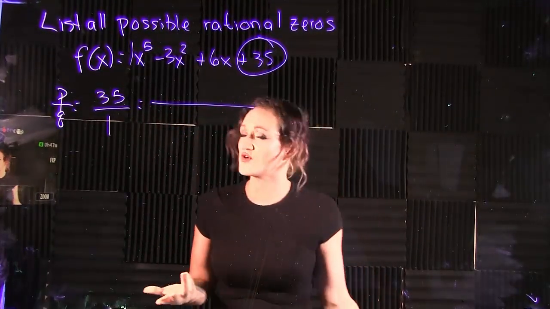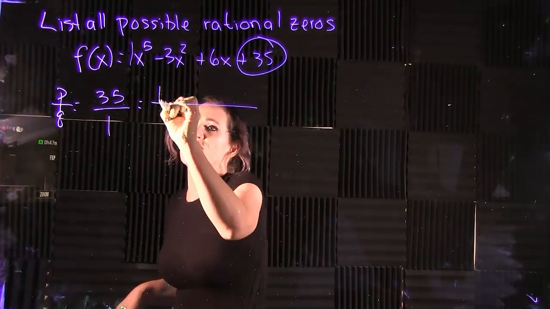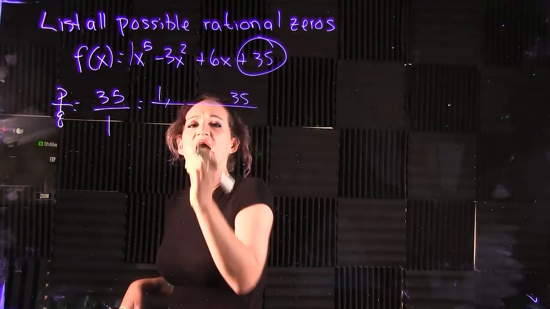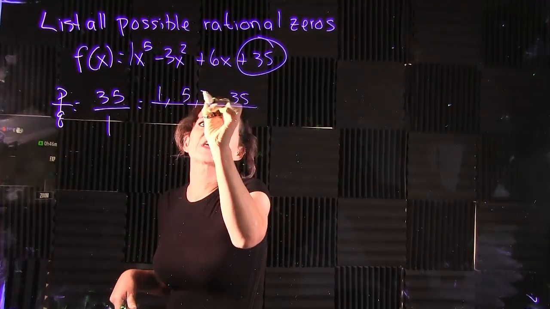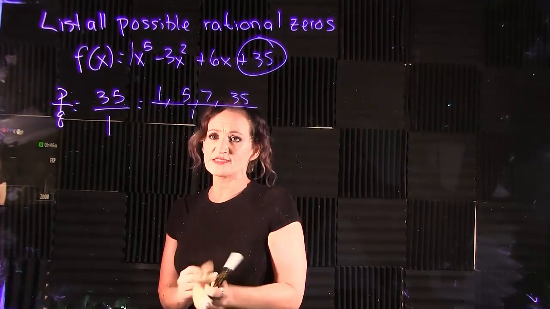So for 35, all factors of 35, list everything that multiplies to get 35. 1 times 35 is 35, and 5 times 7, that's really it. The only thing to get 1 is a 1 times a 1.